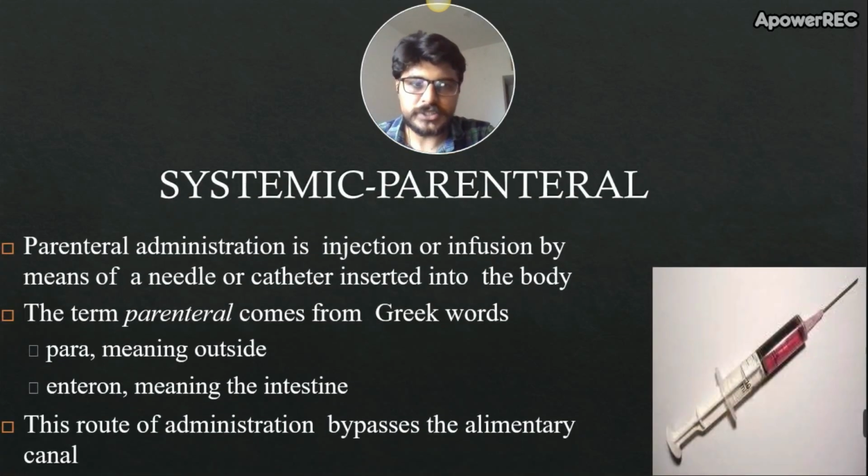Moving on, systemic or parenteral. Let's break it down into two words. Parenteral: par means beyond and enteral means intestine. So beyond intestine. Ultimately the parenteral route, or you call it the systemic route, is one in which the drug directly enters our systemic circulation. Systemic circulation is nothing but a blood vessel. Parenteral administration is injection or infusion by means of a needle or catheter inserted into the body.